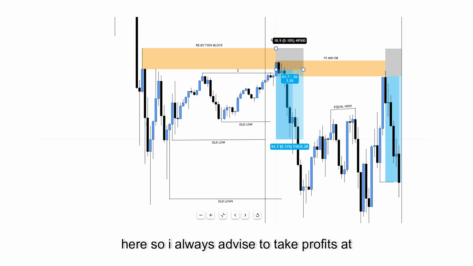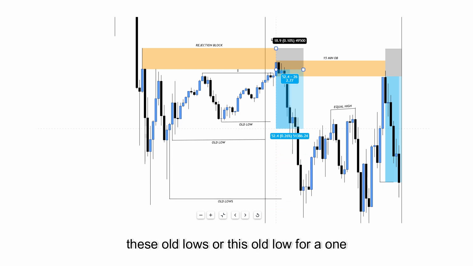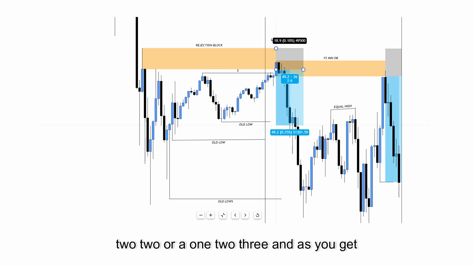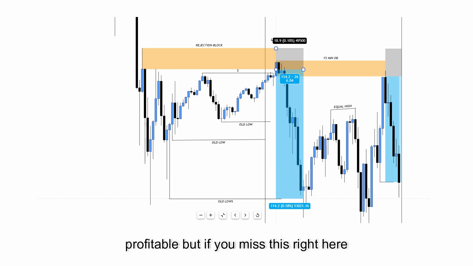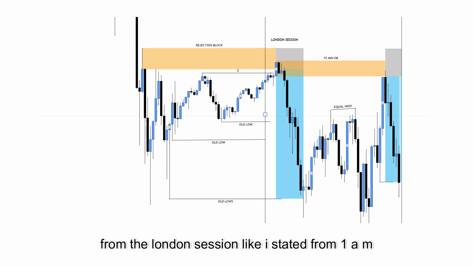So I always advise to take profits at these old lows or this old low for a 122 or a 123. And as you get better, you're going to be stacking those 123s and getting more profitable. But if you miss this from the London session, like I stated, from 1 a.m. to around 7 a.m. This trade ended around 4, but the London session lasted around 7 a.m. If you miss this, the New York session will always give a continuation of the London session.